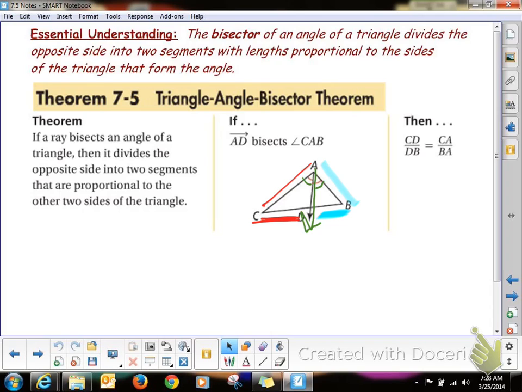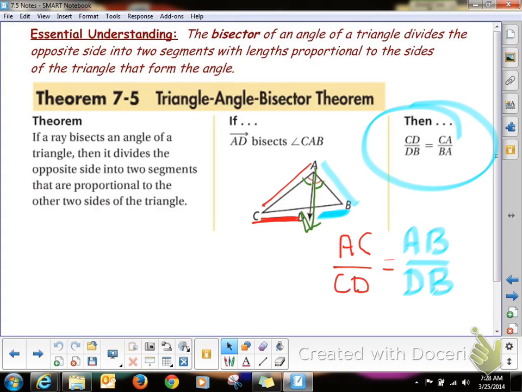So you could write this proportion this way, or you could actually write it as AC over CD is equal to AB over DB. That would also work, or you could use the reciprocal of either one of these. You could flip over this one or those ones.